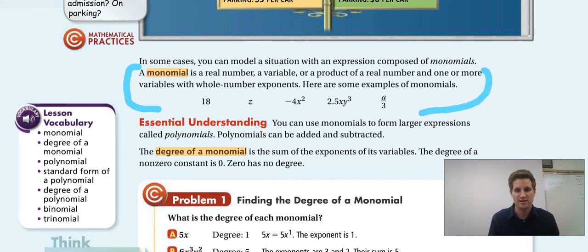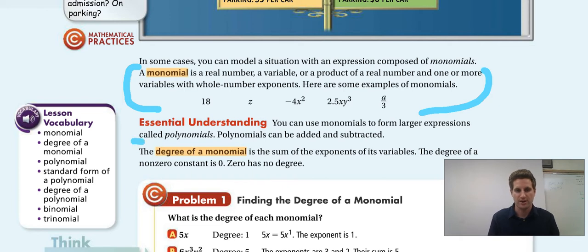Okay, starting out with this sentence and those inclusions. So 18 is a monomial, Z is a monomial. A combination of a whole real number and a variable together is a monomial. -4 times x squared is a monomial. And so we're going to talk about what we can do with monomials.